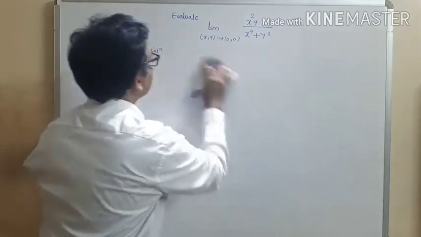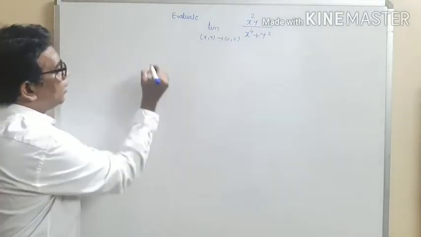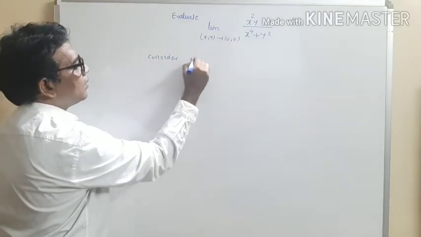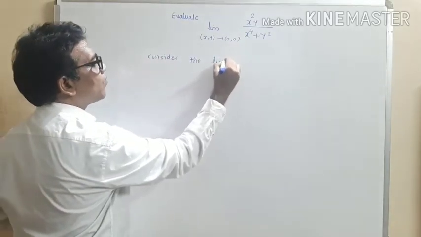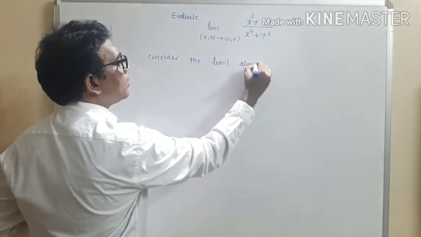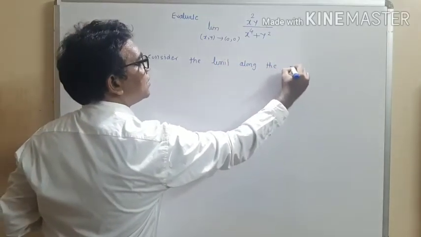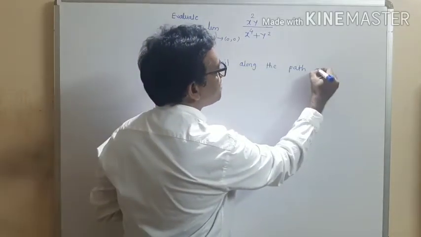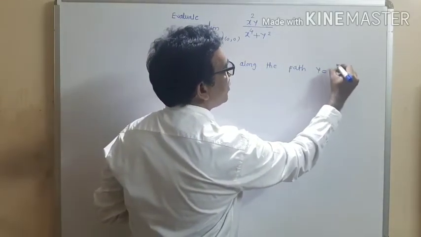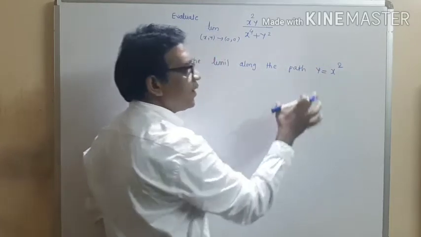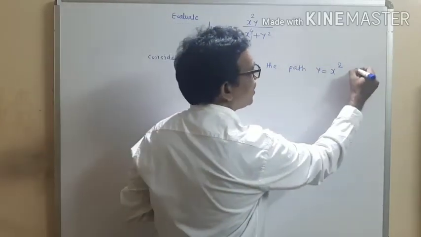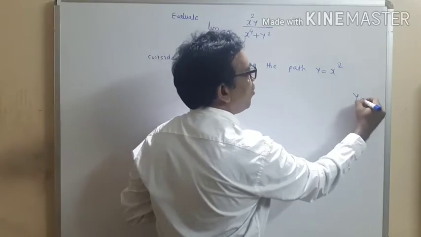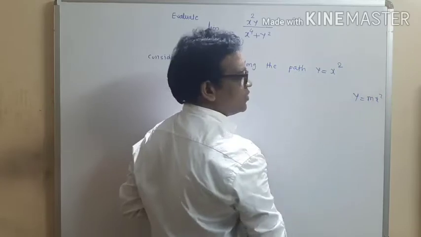So write down, consider the limit along the third path. This is our third path. We take this path as y equal to x square, or we can take mx square also. We can use both the paths. Either we can take y equal to x square, or we can take y equal to mx square also.